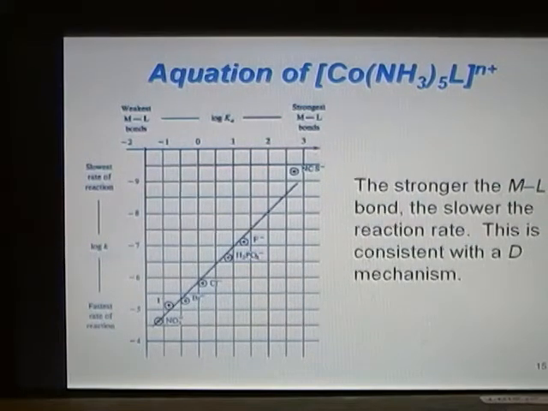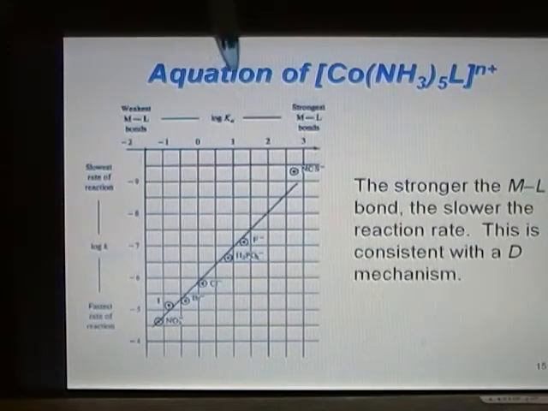So let's look at the equation of Co(NH3)5Ln+. In this reaction, we are replacing L with water. A number of different anionic ligands were looked at for this process. And once again, this time on the x-axis, we're looking at the log of the rate constant. The more negative the log of the rate constant, the slower the reaction. The more positive the rate constant, the faster the reaction.